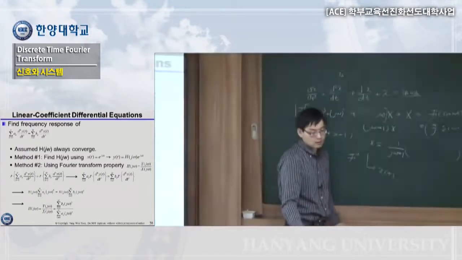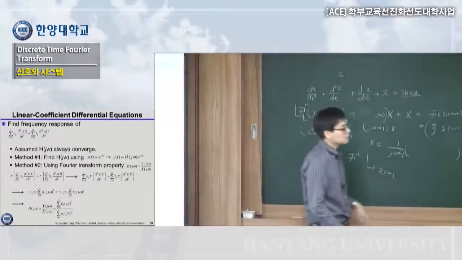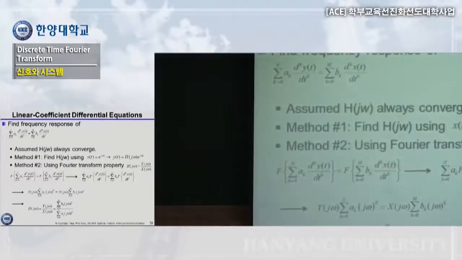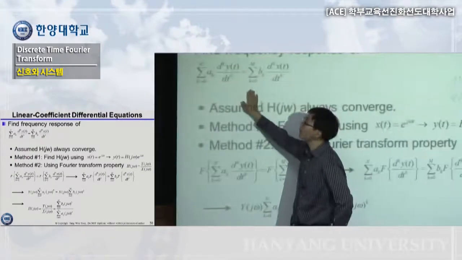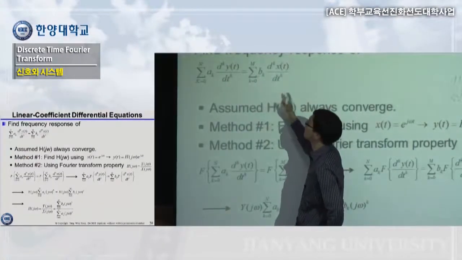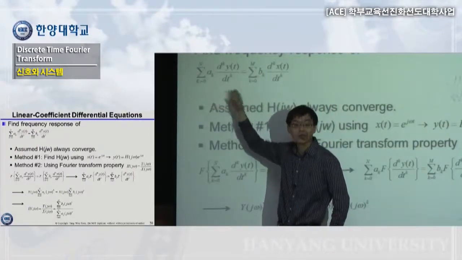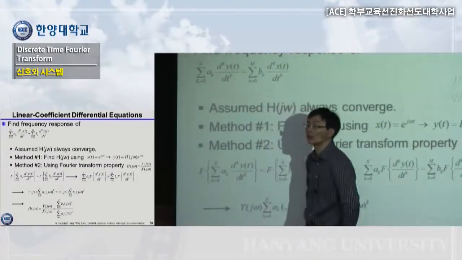So let's have a more solidified or general form for this. There's a huge number of equations in this slide. However, what you only have to remember is just two things, just two methods. So this is the general form of a linear coefficient differential equation, meaning that this is linear, right? They are just added together. Each differential term is added together, multiplied by the constant.